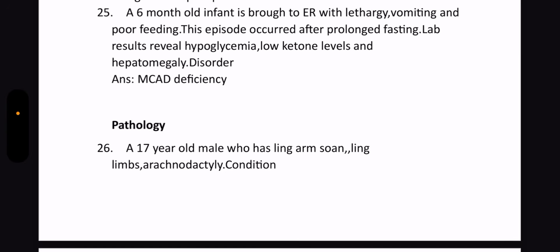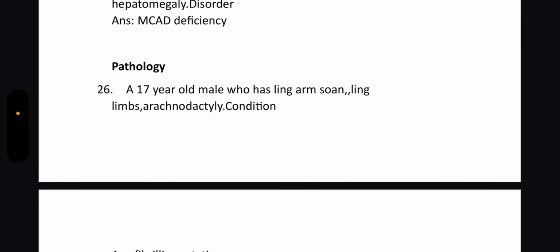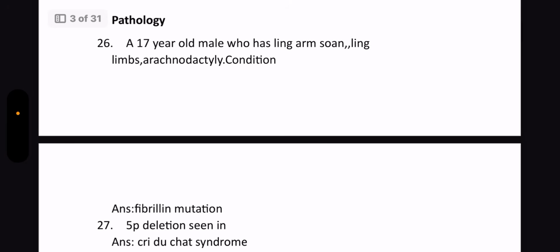Next, a 6-month-old infant is brought to the emergency room with lethargy, vomiting, and poor feeding. This episode occurred after prolonged fasting. Lab results reveal hypoglycemia, low ketone levels, and hepatomegaly. Disorder is MCAD deficiency. Next, moving on to pathology questions.